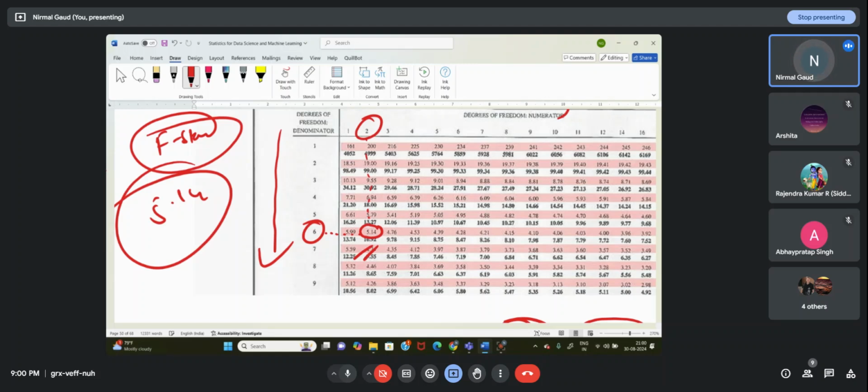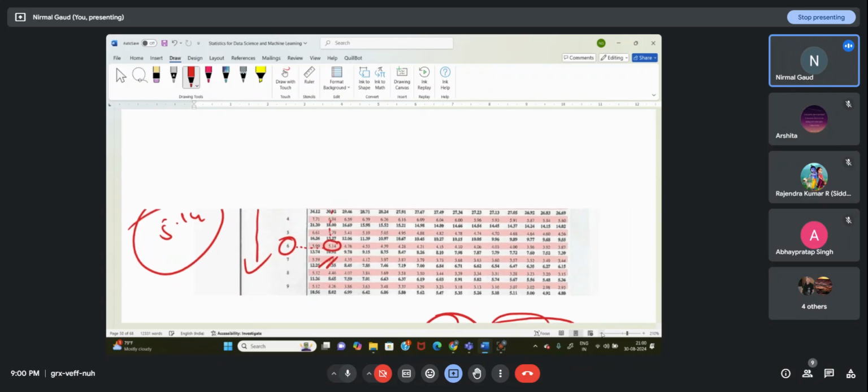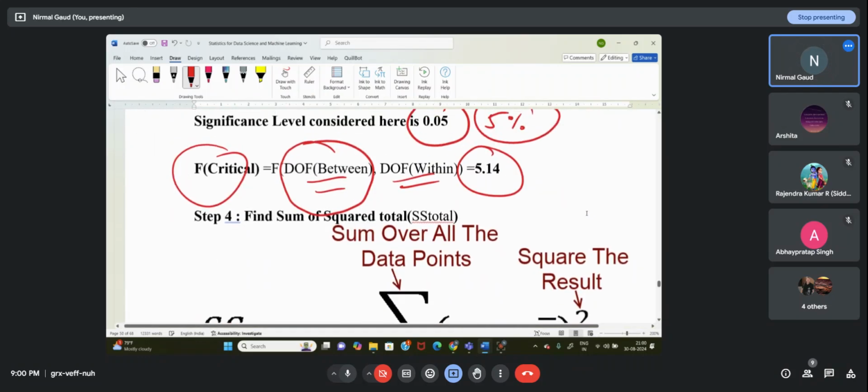Okay, so numerator by denominator. Degree of freedom between divided by degree of freedom within. Between is the numerator, within is the denominator. And we just verify with the table. That's it. So 5.14 it came.